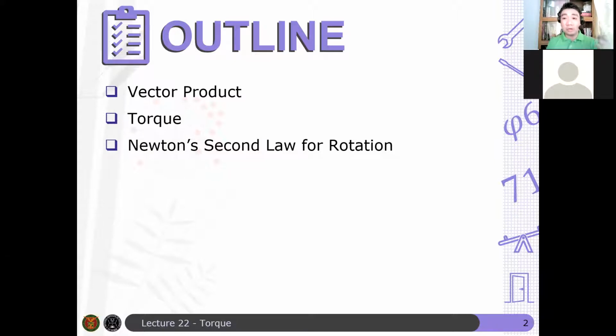And then finally, we relate the torque of an object to the angular acceleration of a rotating body. And it turns out that there is an analog for Newton's second law, but now we are talking about rotational motion, not translational motion. So yun yung pag-uusapan natin for today.